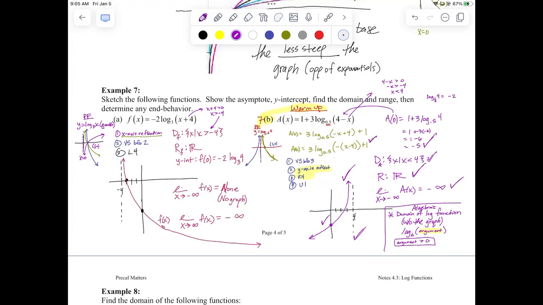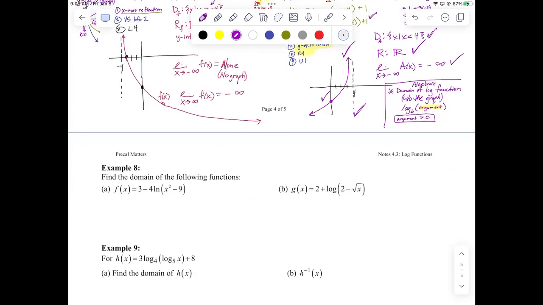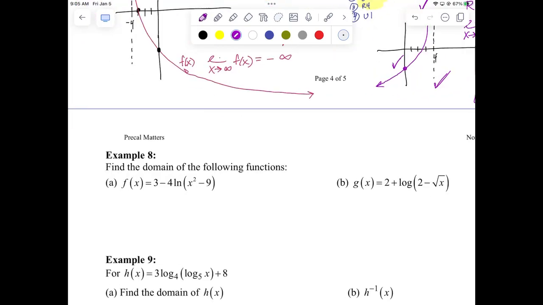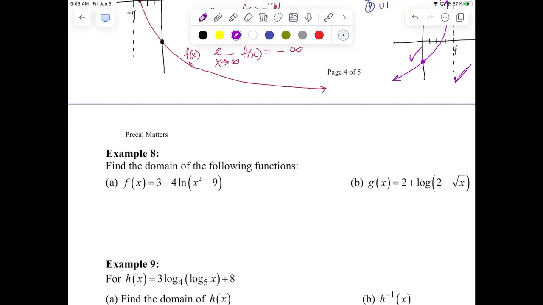Sketching graphs. All right, example 8. Look at this. Find the domain of the following functions. I don't think I want to sketch these graphs, so we're going to do it the way I just taught you, which is algebraically.